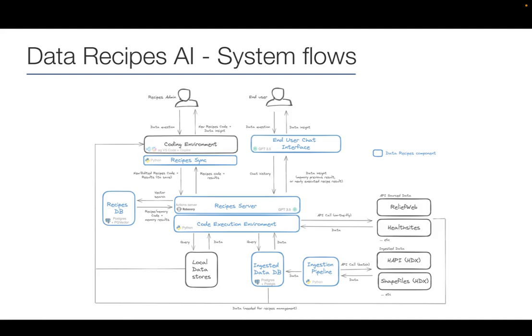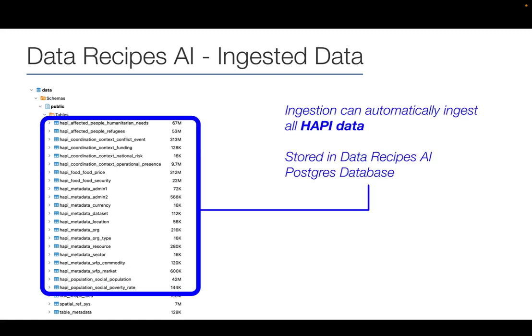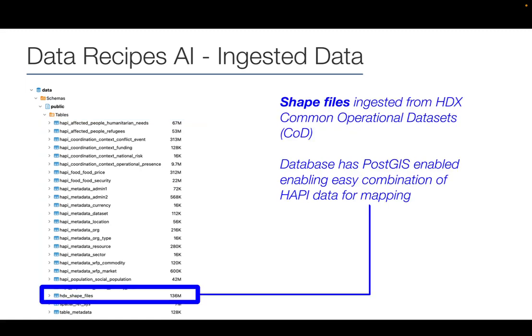Now, the system as a whole has a lot of components, and it can speak to remote APIs to bring in data on the fly. But for amazing data sets like the new HAPI data sets, because it's structured so nicely, you're able to ingest that. And in fact, Data Recipes AI comes with a HAPI adapter. It will pull in data, it will normalize it, and will also pull in corresponding shape files from HDX so that it's easier to do mapping. All the data goes into a Postgres database, and the ingestion will automatically bring in new endpoints and new data as it arises. And the database has PostGIS, which means that even using SQL, you can combine this data and easily produce maps. So that's a bit of context.